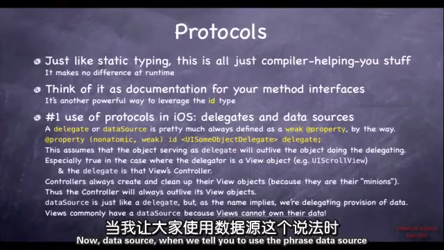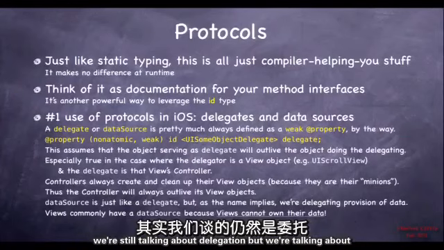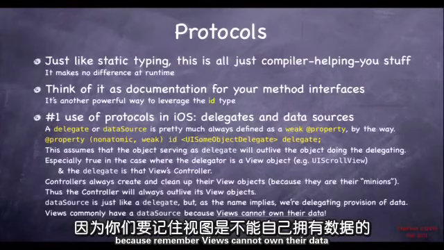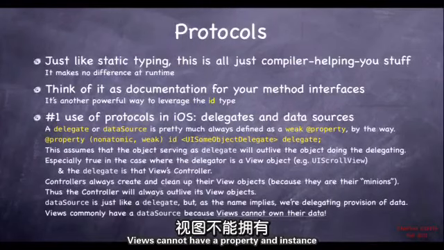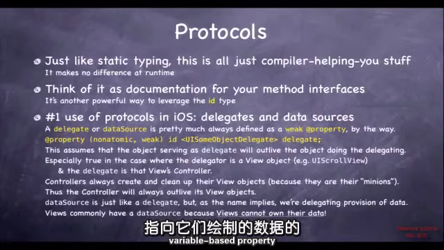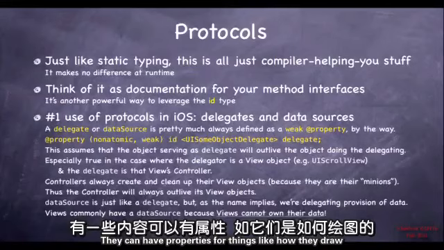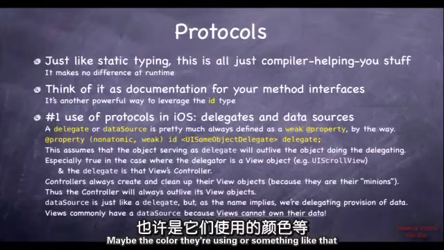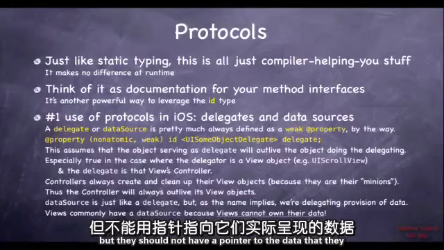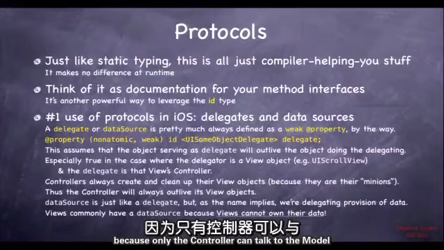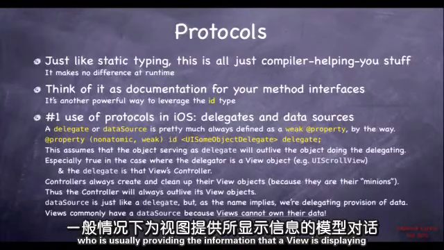Now, when we use the phrase data source, we're still talking about delegation, but specifically delegating the source of data for a view, because remember, views cannot own their data. Views cannot have an instance variable-based property that points to the data they're drawing. They can have properties for things like how they draw, maybe the color they're using or something like that, but they should not have a pointer to the data that they're actually presenting. That's the purview of the controller, because only the controller can talk to the model, which is usually providing the information that a view is displaying.